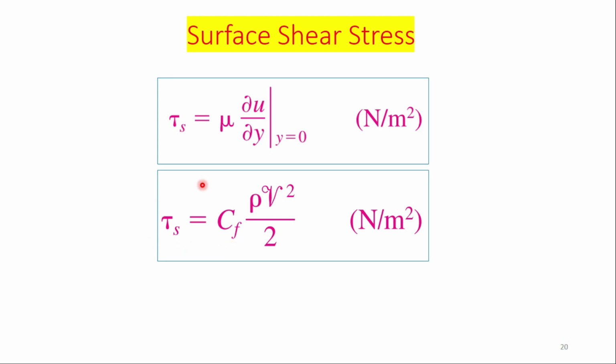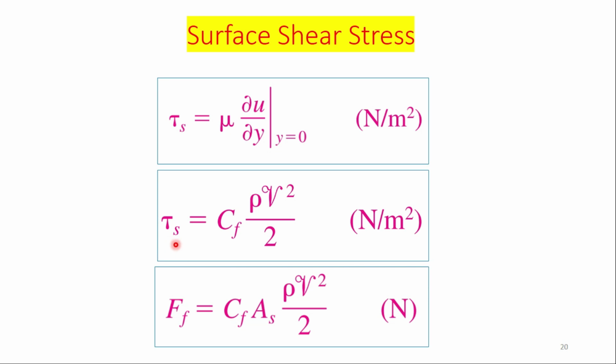This is the more advanced way to determine the surface shear stress as compared to this expression, and this expression is particularly applicable for Newtonian fluids. It is not applicable for non-Newtonian fluids. In order to apply this expression for non-Newtonian fluids, we have to modify it.